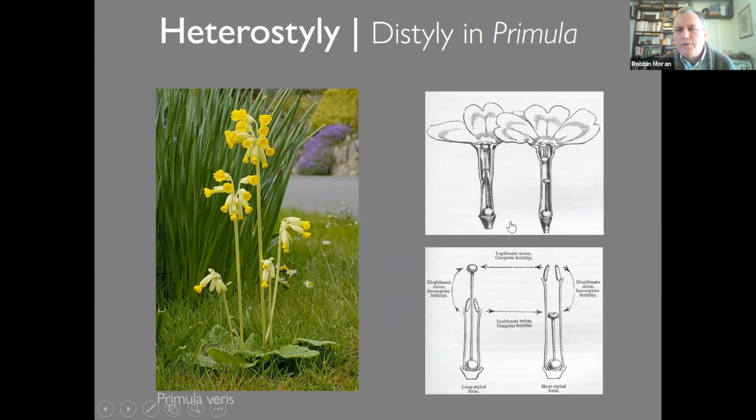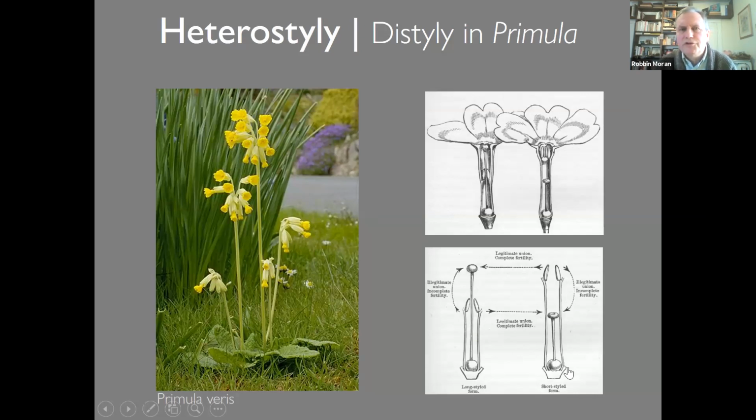These flowers are heterostylous. If you look down here in the lower right, you can see there are these two forms of flowers. The petals have been cut away for clarity. These are illustrations from Darwin's books. One flower was the long-styled flower. Here's the ovary, here's the style, and here's the sticky stigma that receives the pollen.